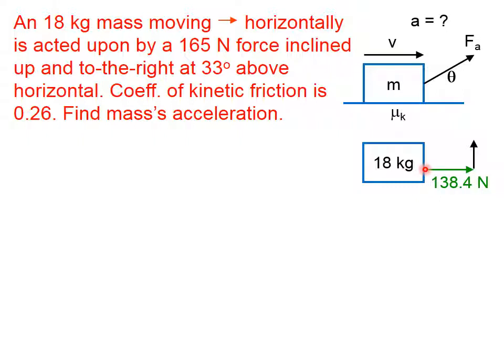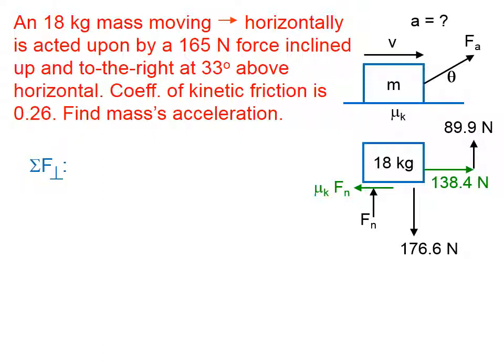Check it out for yourself and make sure that Fa, which is 165, times the cosine of 33, make sure your calculator is in degree mode, comes out to be 138.4 newtons. Similarly, 165 times the sine of 33 is 89.9 newtons. There's the weight, which is m, which is 18, times 9.81. That comes out to be 176.6. The normal force we don't know at this time, and we have kinetic friction because this mass is sliding.